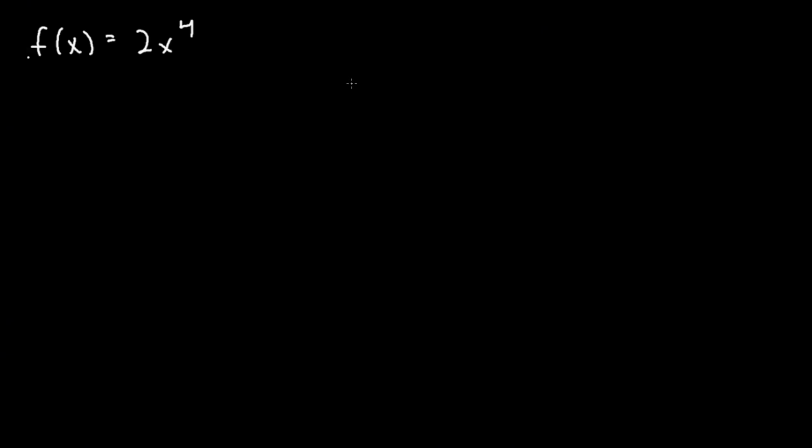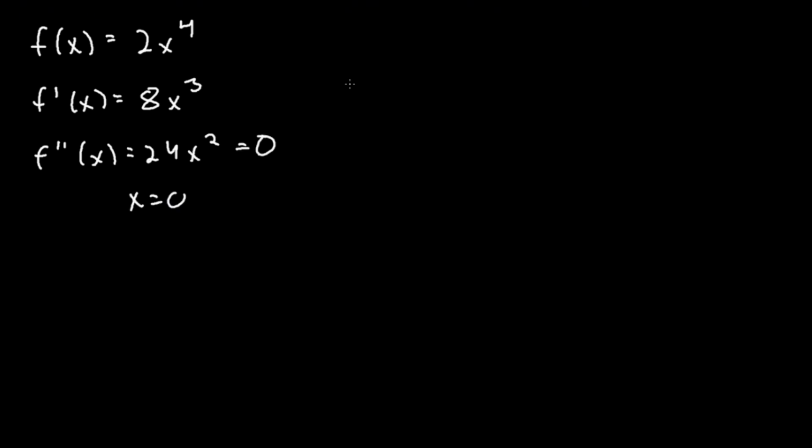Let's go ahead and solve for the inflection points in this problem. And remember, an inflection point only happens when the concavity changes. So let's keep that in mind, only when the concavity changes. So when your first derivative is 8x cubed, your second derivative will be 24x squared. So when is your second derivative equal to 0? Simply when x is equal to 0. So when x is equal to 0, your second derivative is equal to 0.